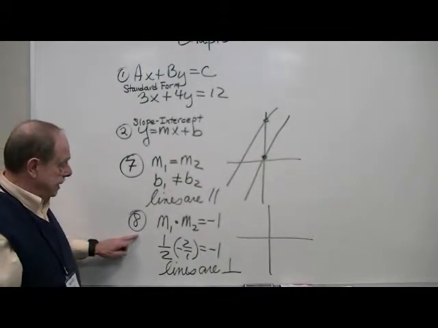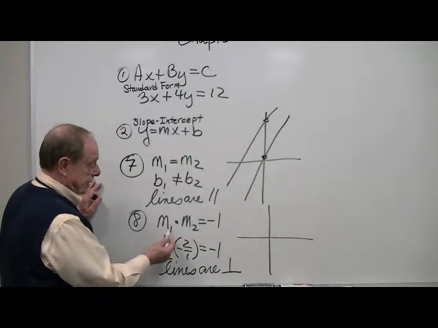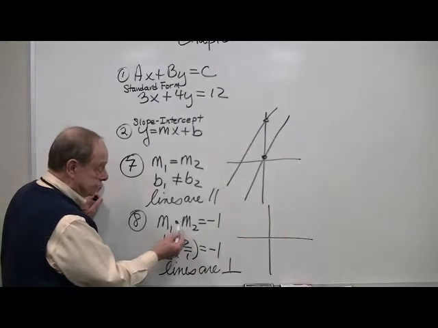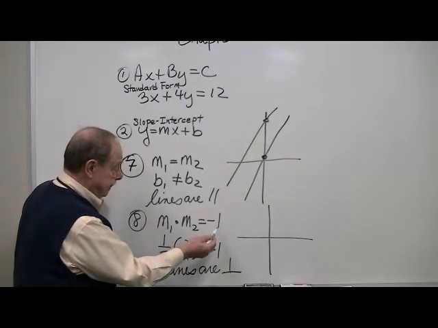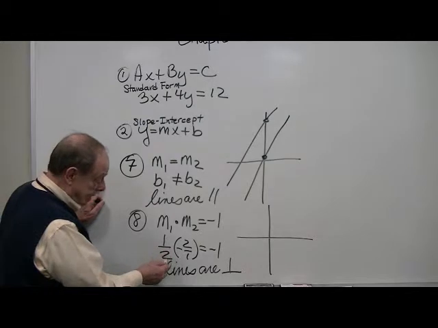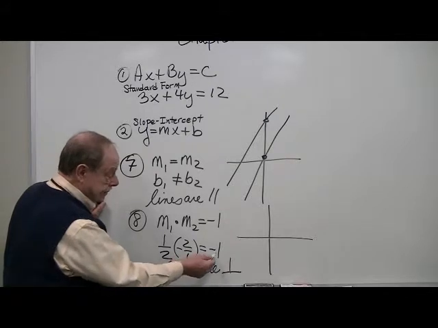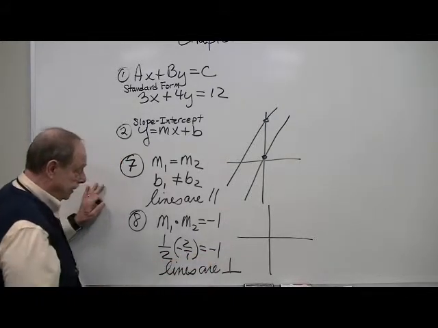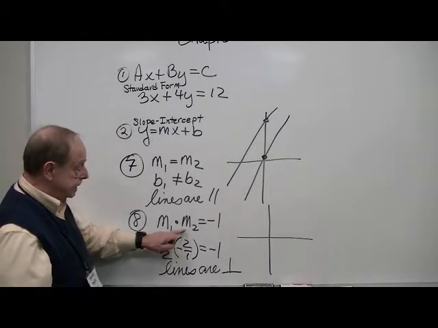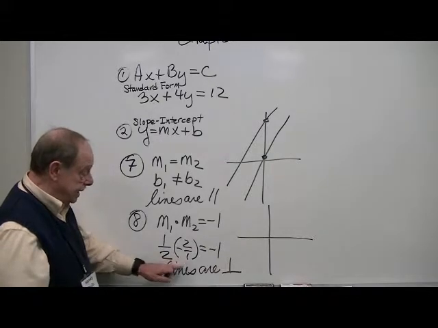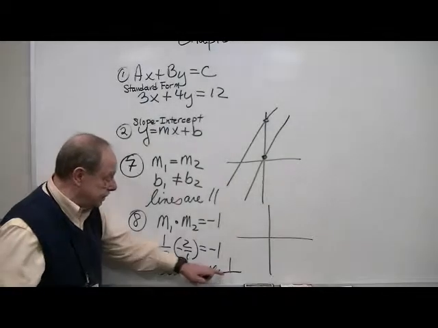Number 8. Now in this case, we're saying if we multiply the slopes, the slope of the first line times the slope of the second line, and our product is a -1, such as 1/2 times a -2 over 1, the result of this is a -1. So if this were the slope of our first equation, this was the slope of our second equation, we say in this case, the product being -1, that these lines are perpendicular to each other.